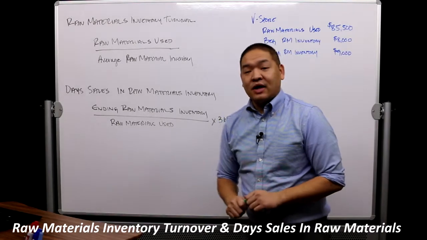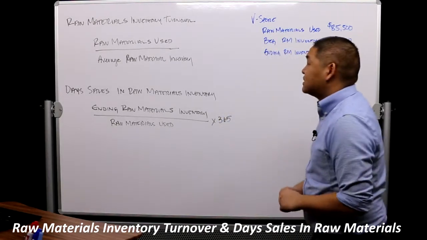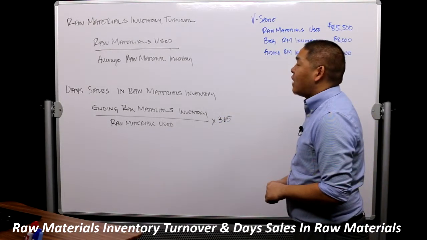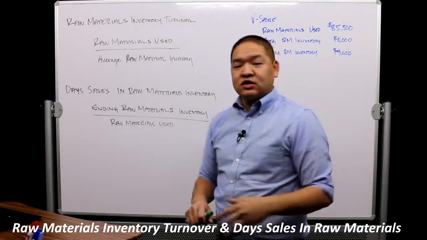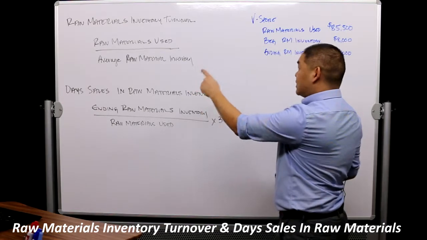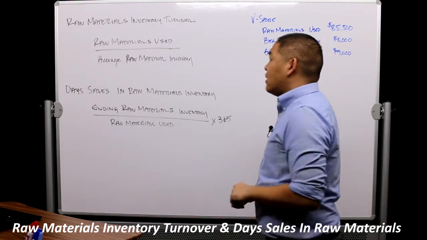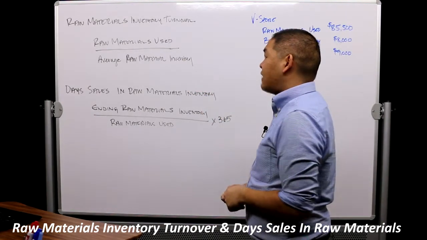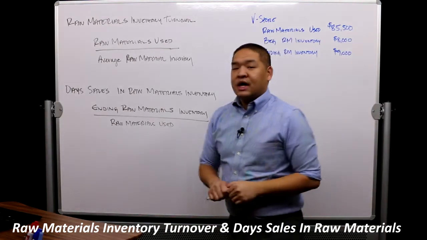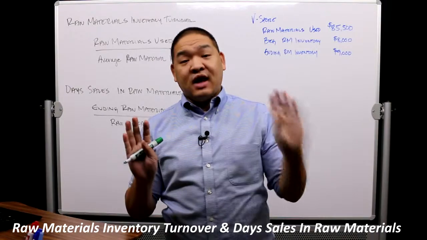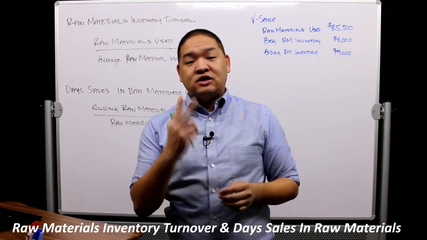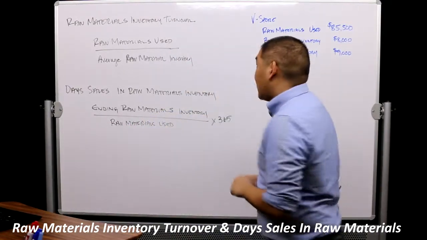The way that we calculate this one is by taking the raw materials used divided by the average raw material inventory. Now what confuses a lot of students is the average raw material inventory. Most calculations would say that the average raw materials inventory, if it's not actually given to you, is you take the beginning, add the ending, and divide by 2. And so let's do this problem together.